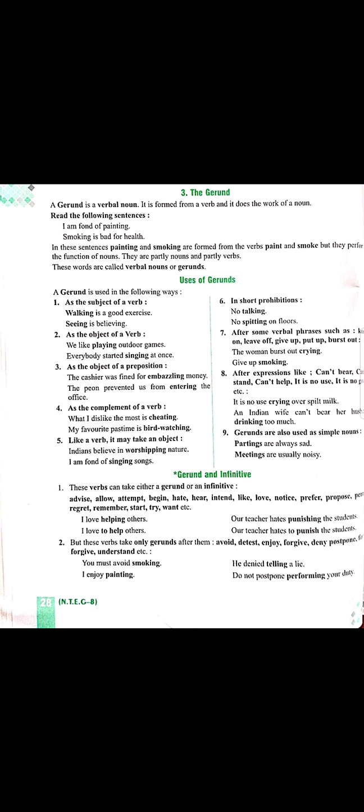See, if you could read the sentences given in front of you. The first one is: I am fond of painting. In Hindi, what is it? मुझे पेंटिंग करना पसंद है. Similarly, the second sentence: smoking is injurious to health. In Hindi, you could say धूम्रपान करना स्वास्थ्य के लिए हानिकारक है.